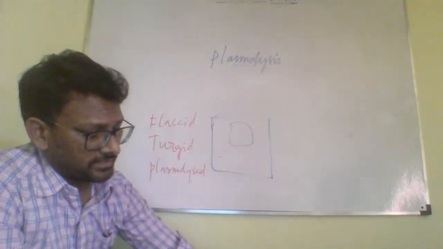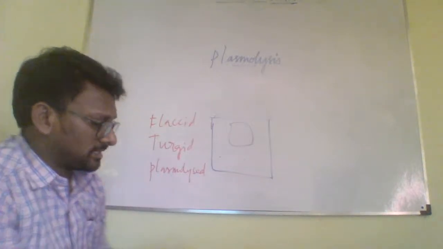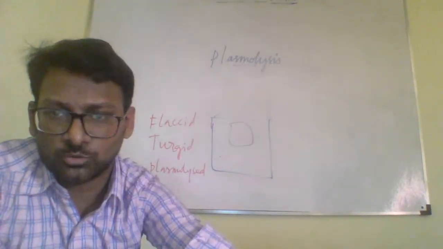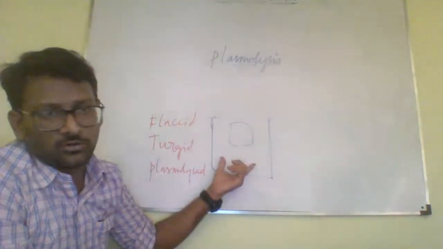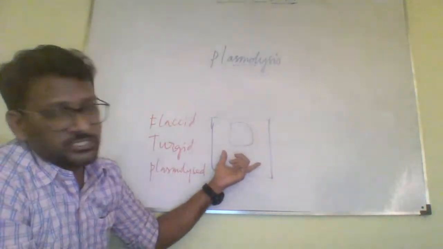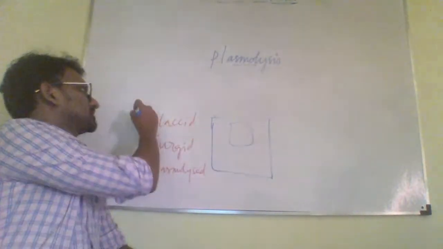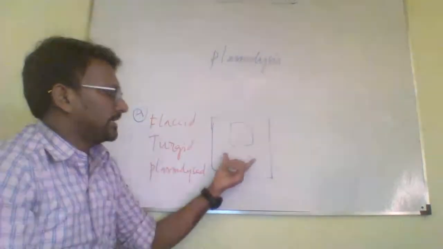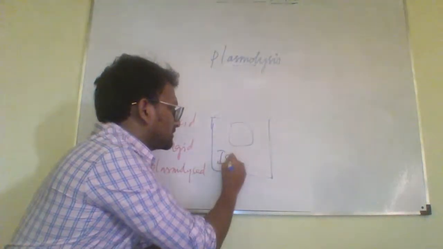These are the three different phenomena, three different behaviors that cells or tissues will show. When will they show? Let's see. We are talking about the surrounding solution. In which type of solution would these phenomena be seen? Let us see. First one, let's consider A. In A type of condition, what you will find is an isotonic solution.